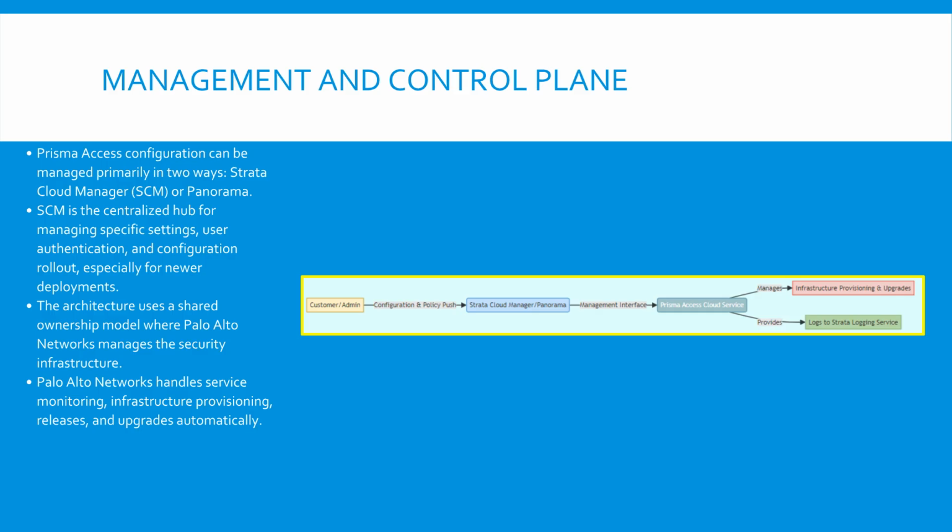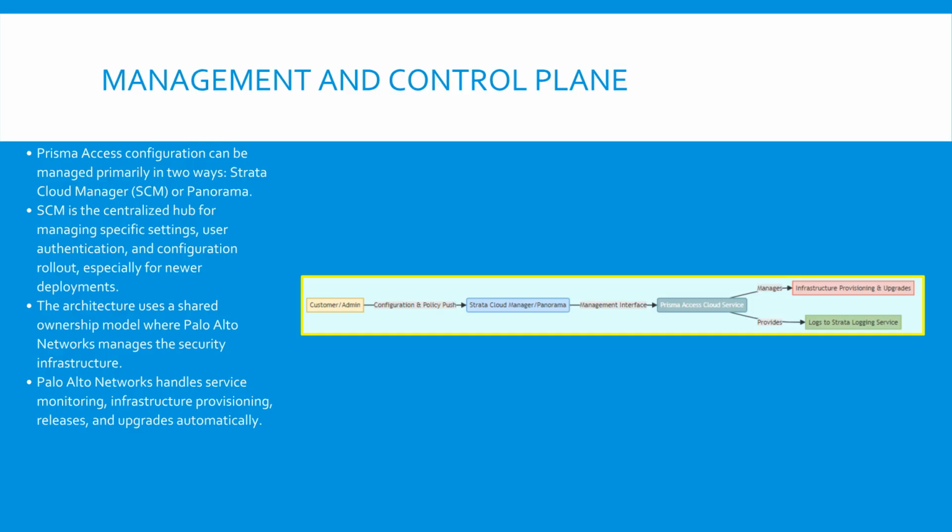If you use SCM, it acts as a single pane of glass for various security operations, including managing next-generation firewalls, SD-WAN, and all aspects of Prisma Access. Crucially, Prisma Access operates under a shared ownership model. Palo Alto Networks is responsible for managing the actual underlying cloud security infrastructure, including provisioning the required compute resources, monitoring the service status, and executing releases and upgrades.